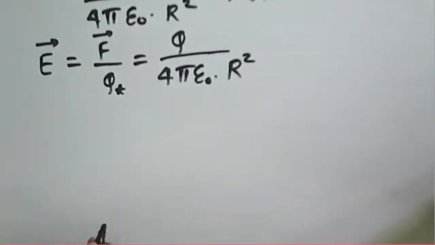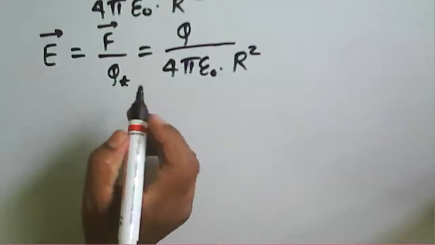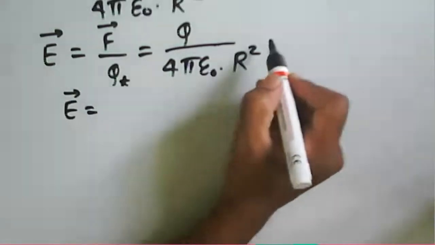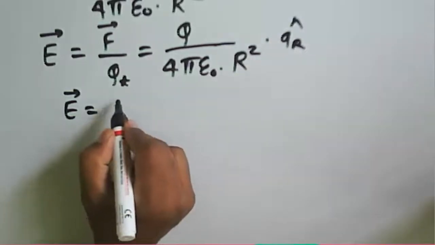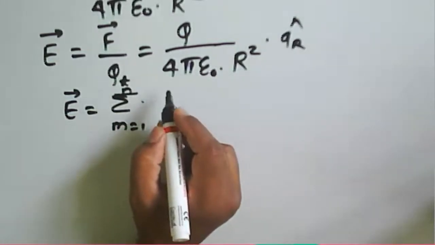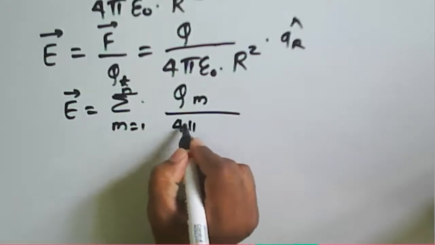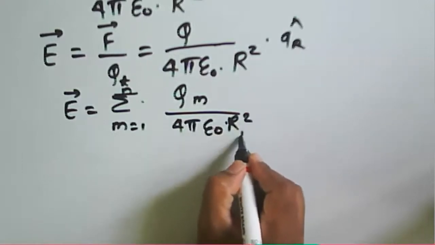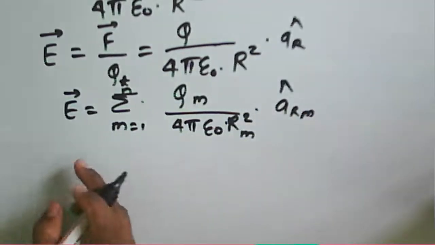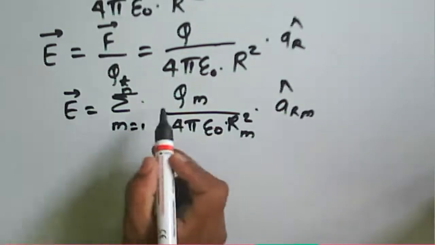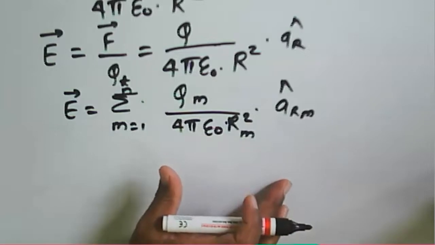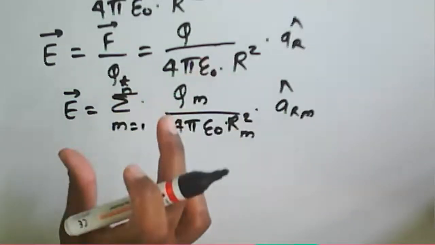Suppose there are n number of charges instead of a single charge. Then we can write the equation of electric field intensity, E is equal to, with the unit vector here, the sum from m equal to 1 to n of Qm by 4 pi epsilon 0 Rm square, into the unit vector we have. So that is the electric field intensity if there are n number of charges. The electric field is a summation from m equal to 1 to n, where there are n number of charges. So that is the equation of the electric field intensity.